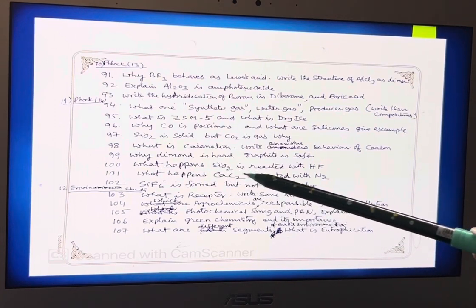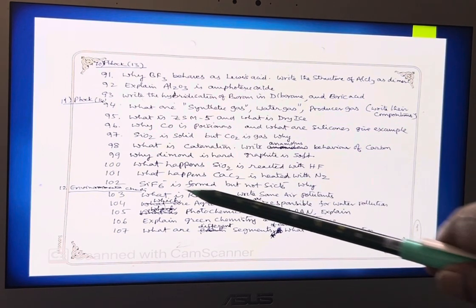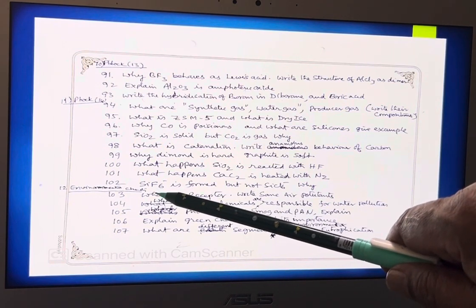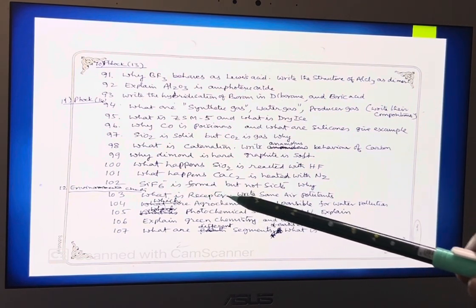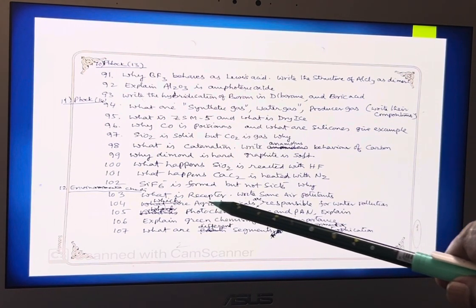What happens when SiO2 is reacted with hydrofluoric acid? What happens when CaC2 is heated with N2? Calcium carbide is heated with nitrogen. SiF6 is formed, but not SiCl6. Why? What is a receptor?